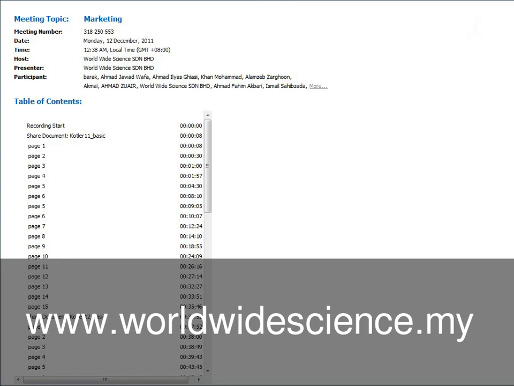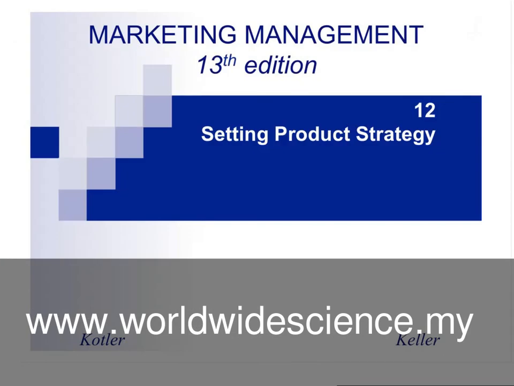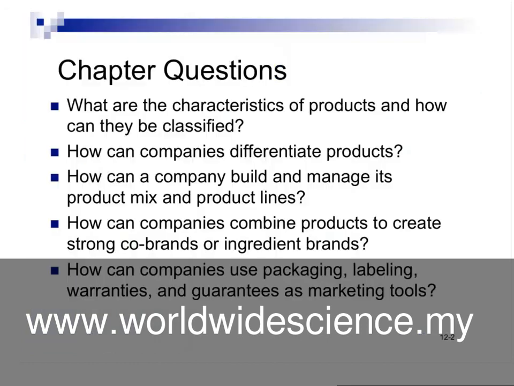Okay. So chapter 12. Setting product strategy is another concept of our marketing. So what are the questions that we're going to answer in this chapter? What are the characteristics of products and how can they be classified? So basically we want to classify the products, how companies differentiate products, how can a company build and manage its product mix and product lines, how can companies combine products to create strong co-brands or ingredient brands, and how can companies use packaging, labeling, warranties and guarantees as marketing tools.